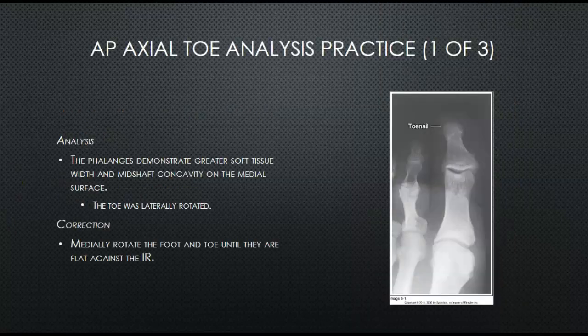So let's take a look at our first practice analysis. The first thing you should look for on an AP axial toe is, is the soft tissue symmetrical on both sides of the toe? And it is not. You can see that there's greater soft tissue on this medial surface.